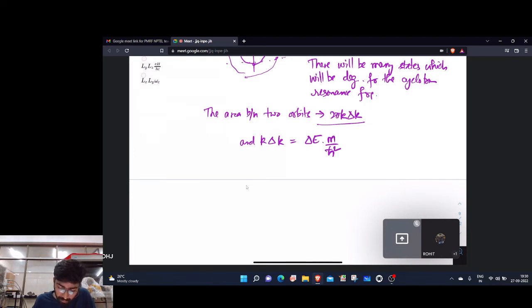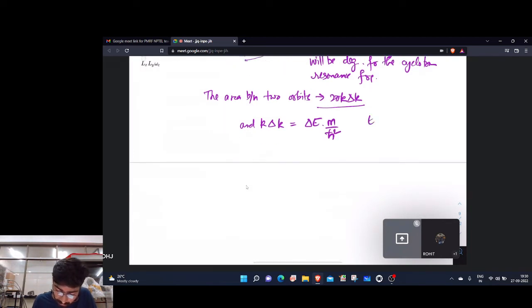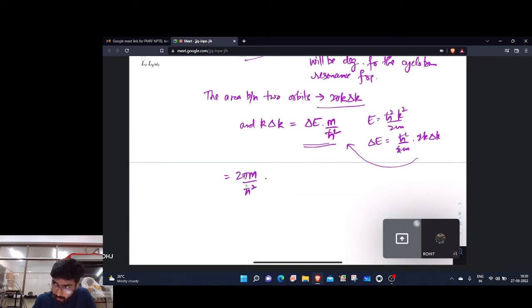This comes from the fact that E is equal to h cross squared k squared by 2m. Differentiating, delta E gives h cross squared by 2m times 2k del k; the 2s cancel, and we can rearrange it in this fashion. So k del k becomes delta E times m by h cross squared, and putting this value, the area between two orbits is 2 pi m by h cross squared times delta E.